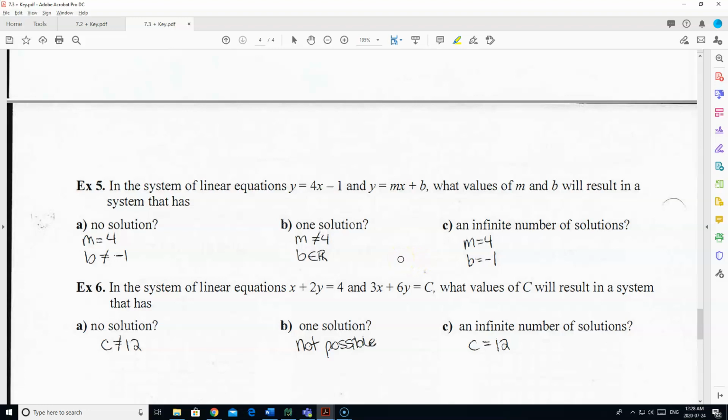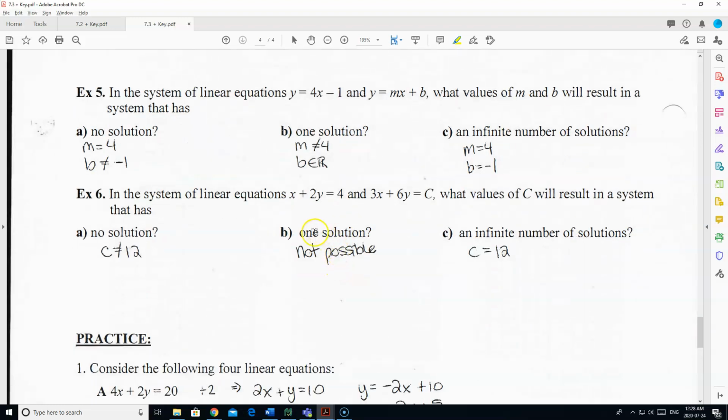And now we're looking at C. What would be the case of an infinite number of solutions? So in the case of an infinite number of solutions, they're going to be the same line. So m has to be 4 and b has to be -1. That's what they got here, right? Because an infinite number of solutions means that they're touching throughout the line at every point, and that's only possible if they're the exact same equation.